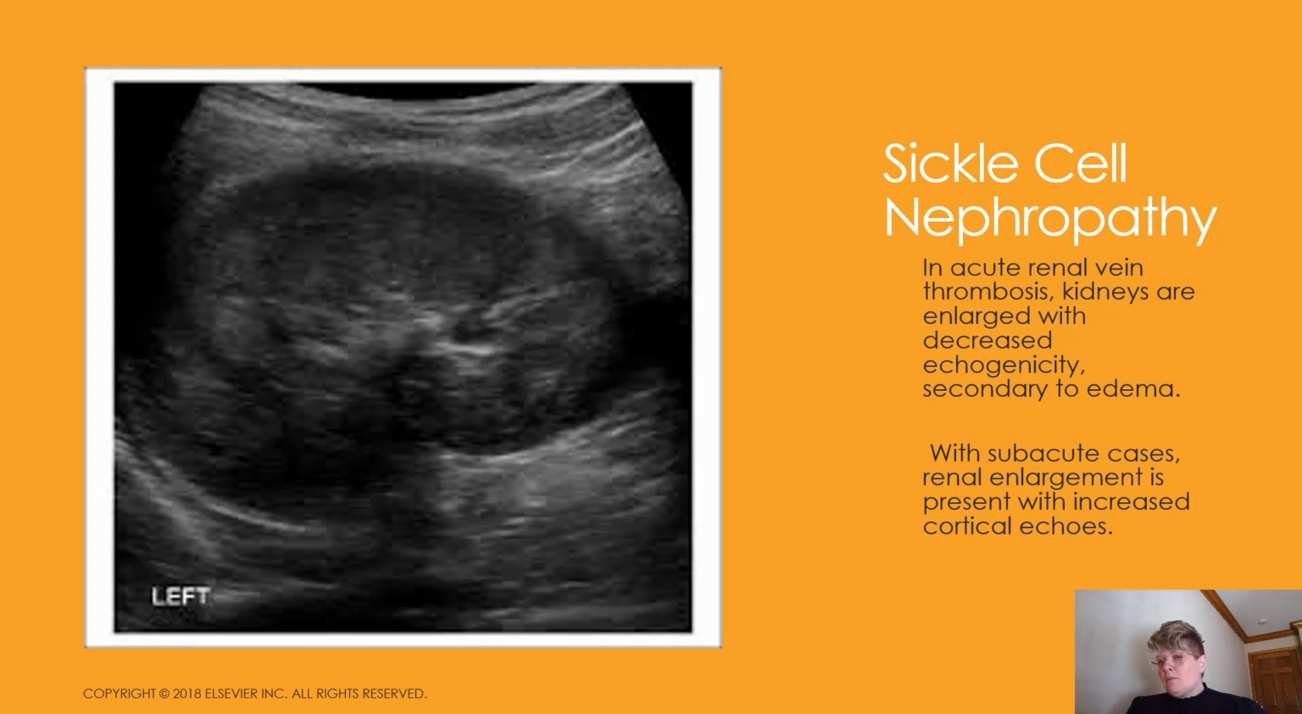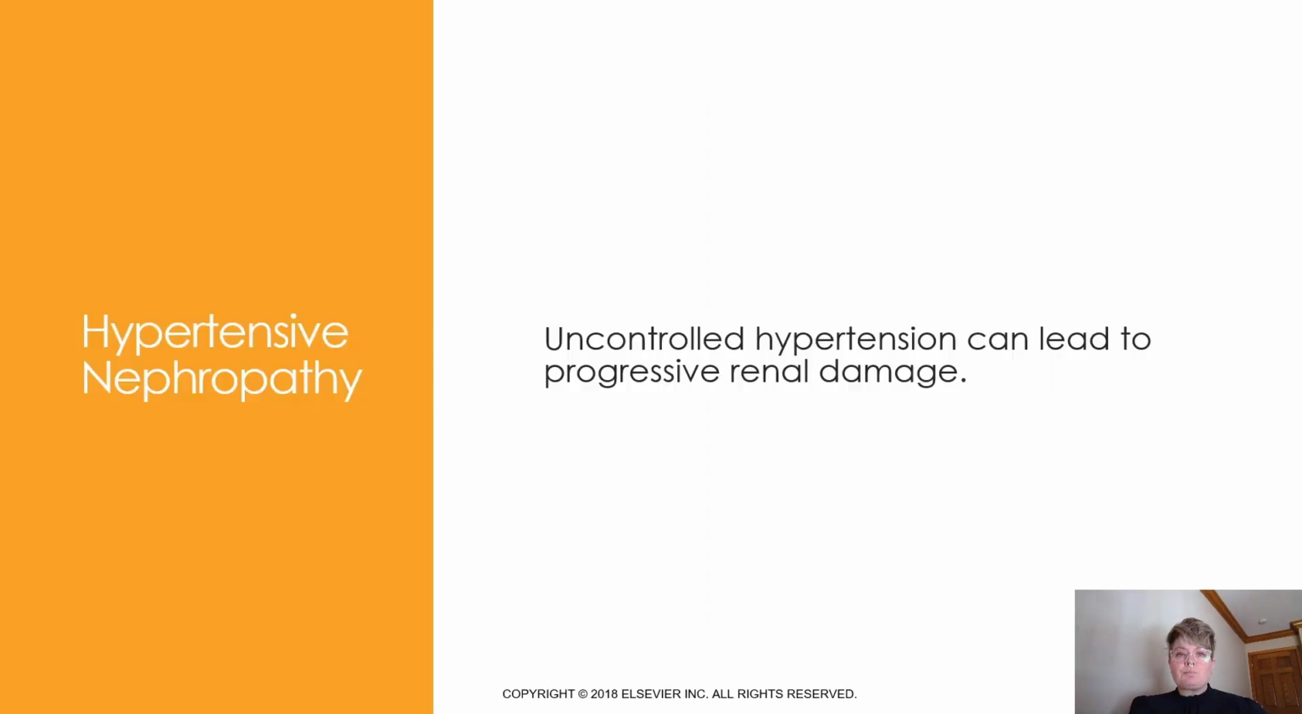We do see after everything heals and the sickle cell nephropathy dies down, we start to get into subacute cases, and at that point the kidney can become a little bit more echogenic. But when the sickle cell nephropathy is full on, we're going to typically see a picture like this where the kidney is large, looks edematous, and on the darker side.